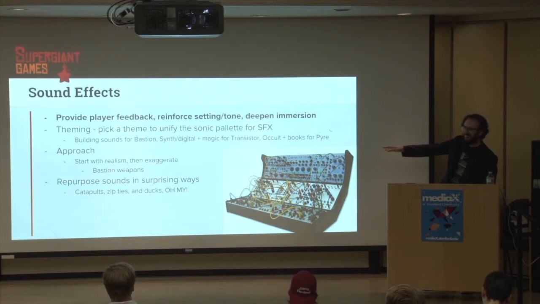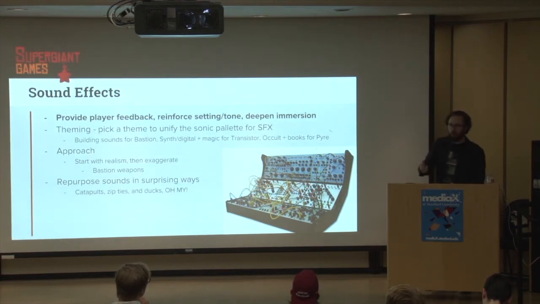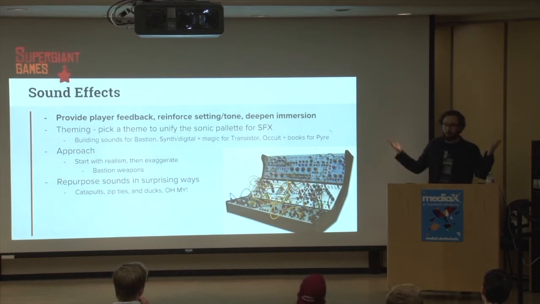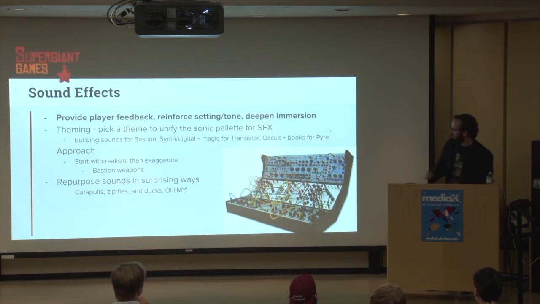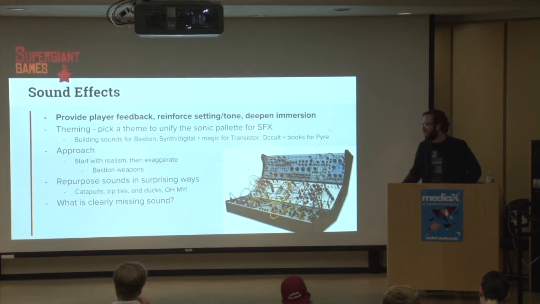So when you're trying to upgrade your weapons in Bastion, there's a menu where, when you're out of fragments, which is the currency, there's a sound that's like, hey, you're out of fragments, you can't buy that. And that sound is a combination of a zip tie and a duck. And it works, and it's like, oh yeah, that sounds like I'm out of fragments, you know?